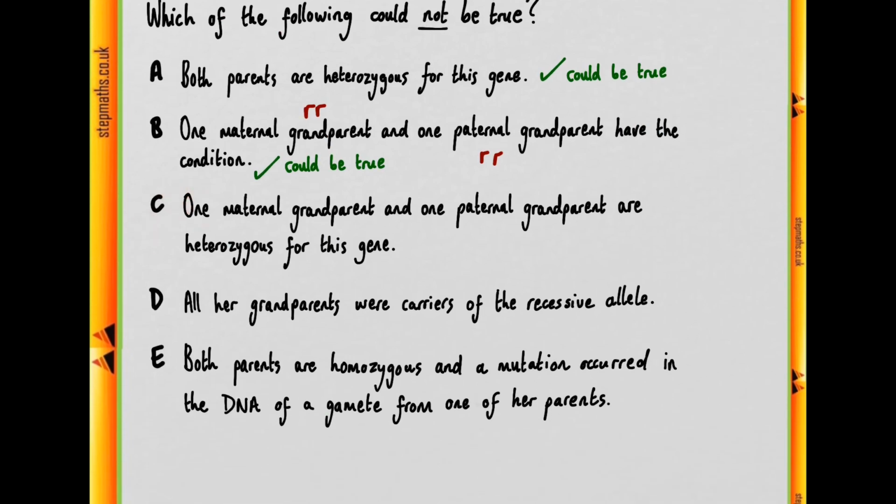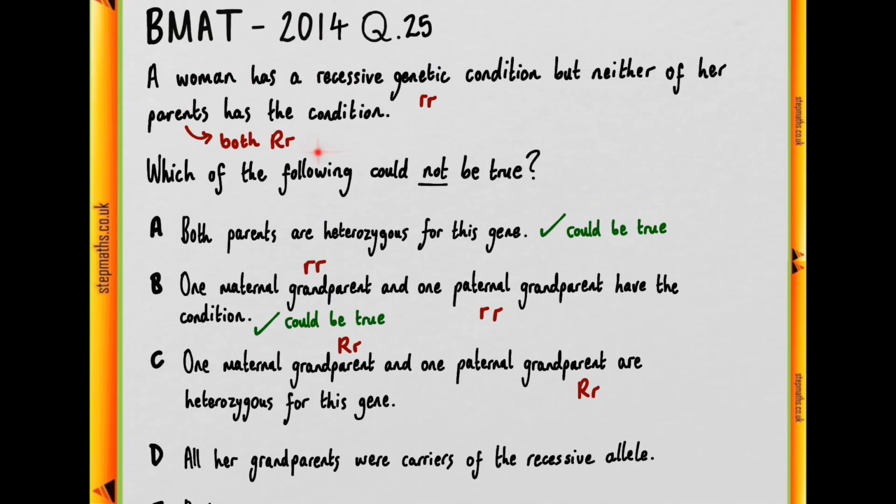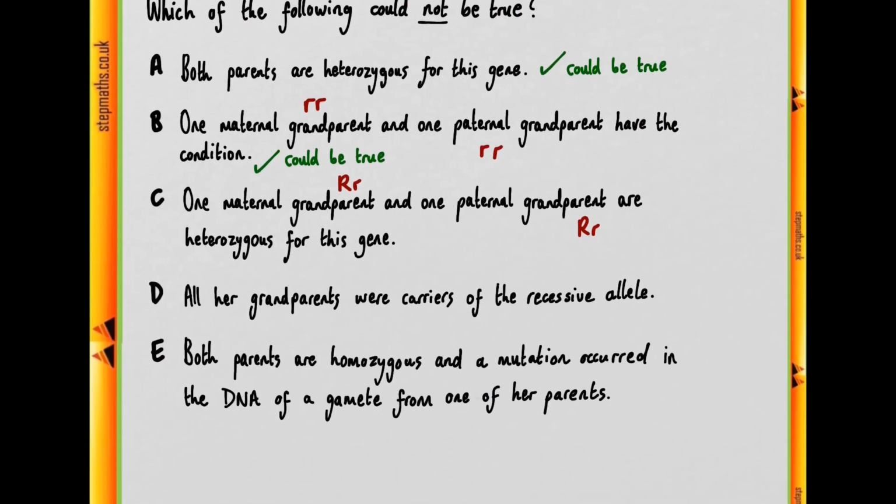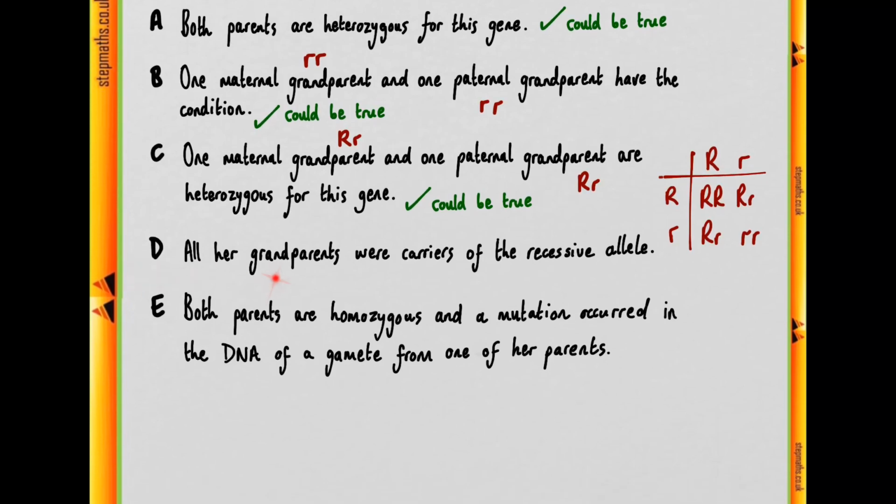Moving on to C, one maternal grandparent and one paternal grandparent are heterozygous for the gene. Well, again, if they're heterozygotes, they must have this genotype, uppercase R, lowercase r. Now, could heterozygotes produce heterozygotes in a cross? Well, yes, we can just do a simple Punnett square, and we can see that heterozygotes could be the outcome there. Moving on to D, all her grandparents were carriers of the recessive allele.